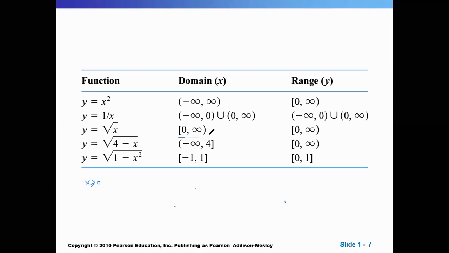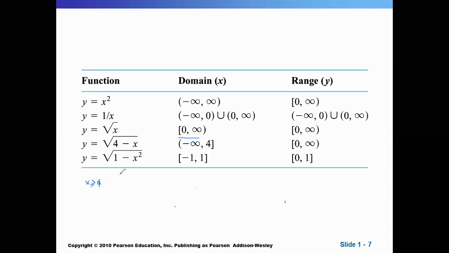Okay, let's take a look at this, y equal to square root of 4 minus x. What restriction do we have? 4 minus x greater than or equal to 0. MashaAllah, tabarakallah. 4 minus x is greater than or equal to 0. Okay? Is it clear? Excellent.